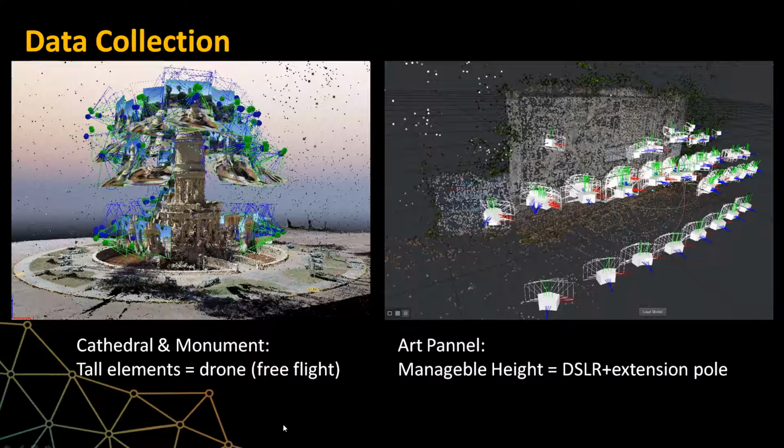Data collection. For the tall elements such as the cathedral and the monument, we used a drone to gather data, and we used free flight since we wanted to capture all around the objects. We have a lot of elements around the objects that did not allow for a pre-programmed flight. For instance, in this image to the left, you see the monument and all the photos that were captured for the monument. But in this image, we are not showing all the palm trees that are around the monument, and that would not allow for us to do a pre-programmed flight.